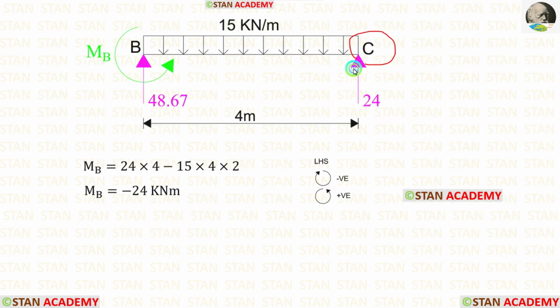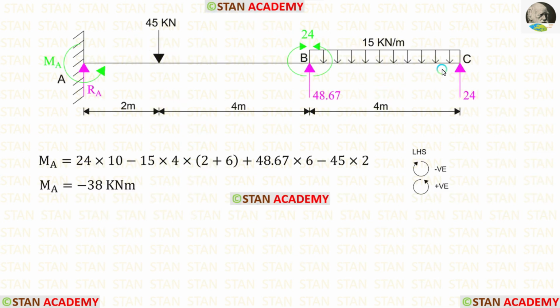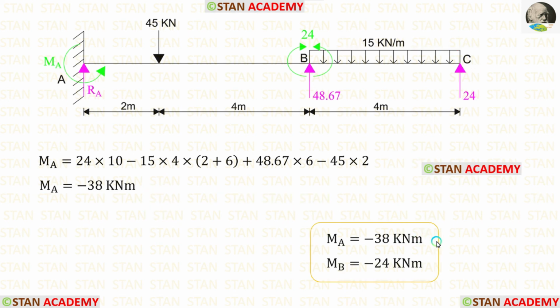Then from the point C, we can find the moment in the point B. In this way, we can find MB. Then from the point C, we can find the moment in the point A. In this way, we can get MA. For MA, we are getting minus 38 kilonewton meter, and for MB, we are getting minus 24 kilonewton meter.